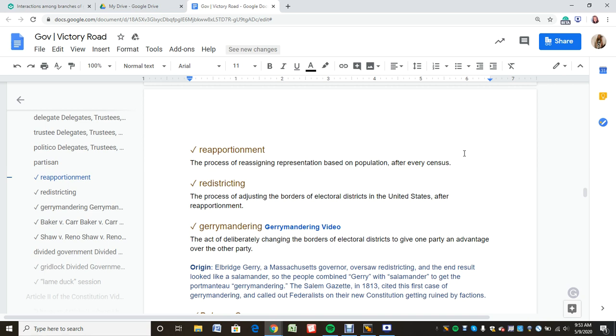Now, I did just mention redistricting, and that's just readjusting the borders, but that's after reapportionment. Reapportionment is where it's decided how each district should be represented in population after every census. So you have to reassign that representation. And once you reassign that representation, then you can start redistricting and divvying it up.